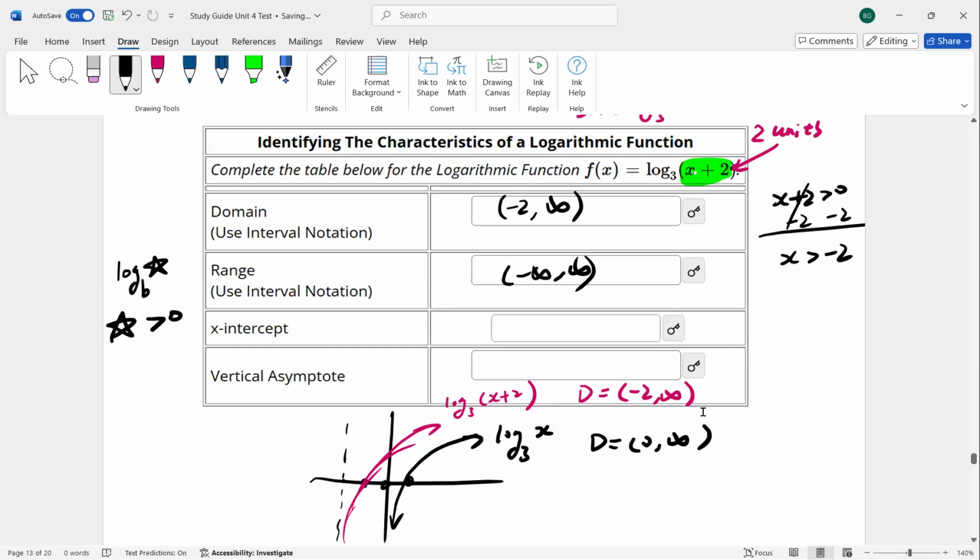X-intercept, okay? The mother function has x-intercept 1, 0, right? Then the daughter function, the red one, is going to have x-intercept 1 minus 2, which is -1, 0. As you can see, this big point, right? Because you moved to the left twice. So 1 minus 2 is -1. The x-intercept is -1, 0.